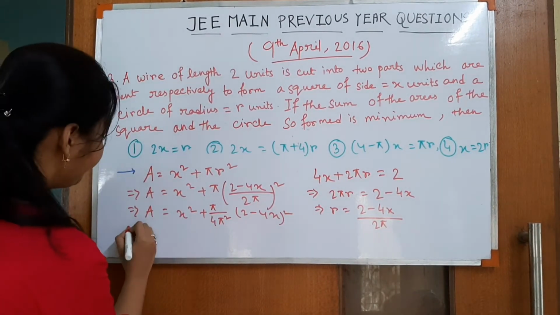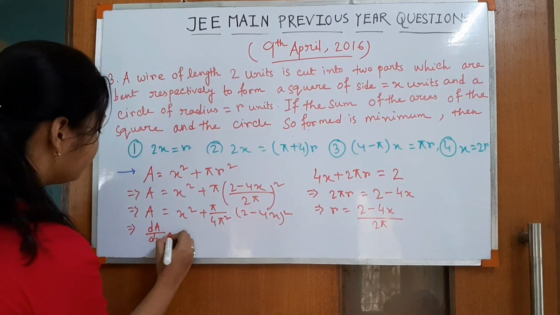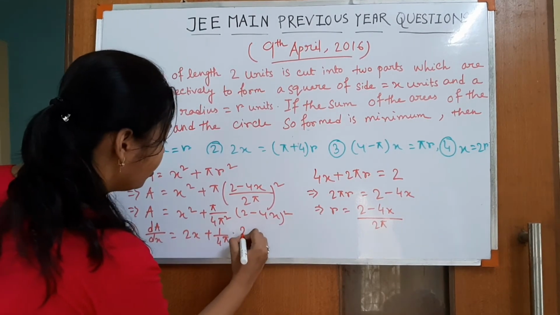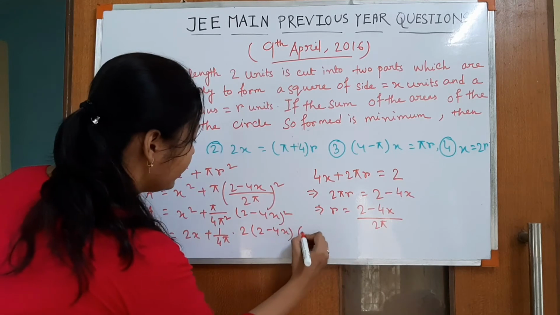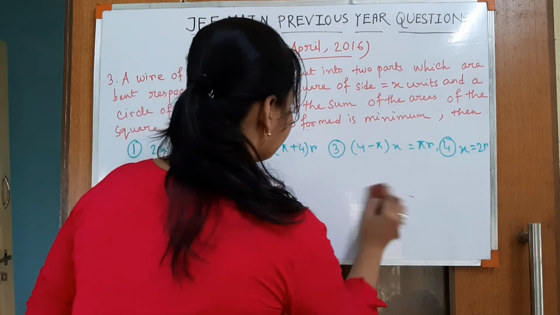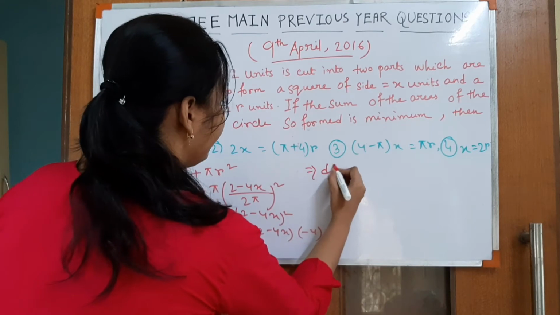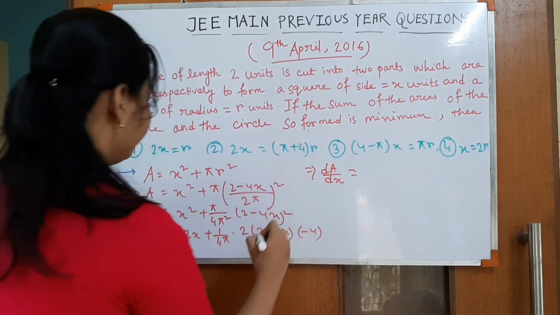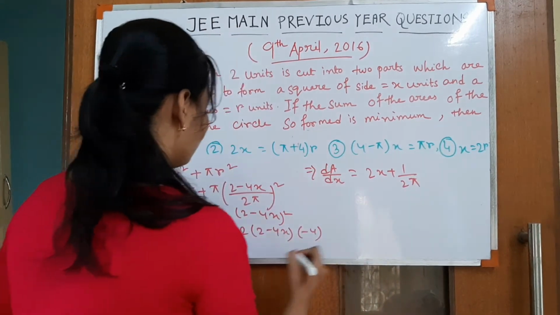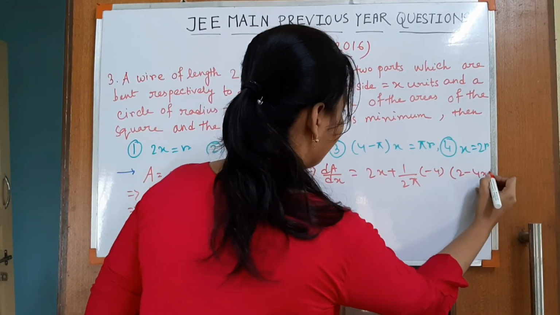Then differentiating both sides with respect to x, we get dA by dx equal to 2x plus 1 by 4 pi into 2 into (2 minus 4x) into minus 4. Next, we get dA by dx equal to 2x plus 1 by 2 pi into minus 4 into (2 minus 4x).